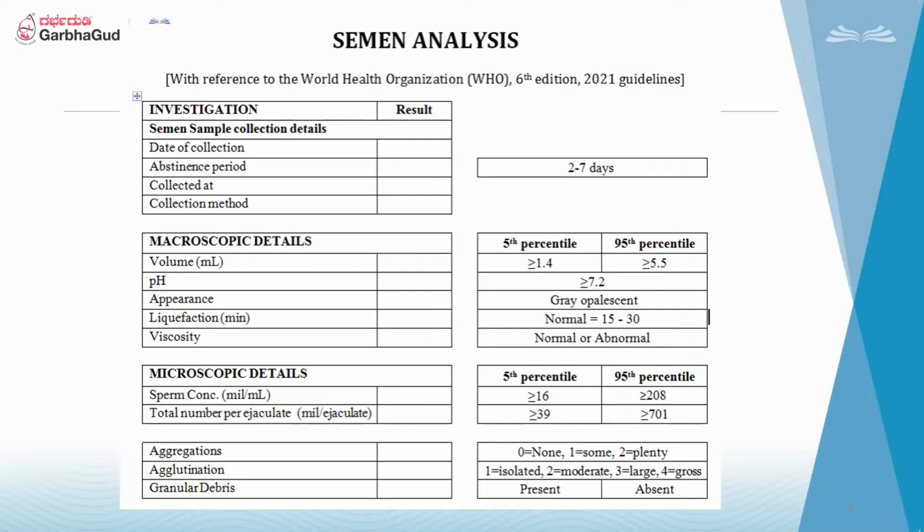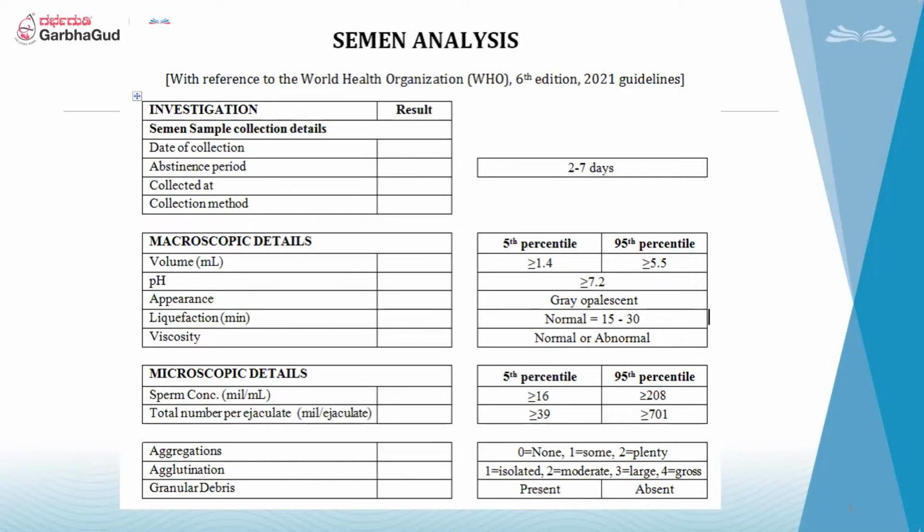As we discussed, we'll be following the guidelines from the WHO 6th edition 2021. The first investigation is the date of collection, that is, which date the sample was collected. Some centers also note down where it was collected, maybe at the center or as a home collection. Second, you can see the abstinence period, that is, the gap between ejaculations. That is also important.